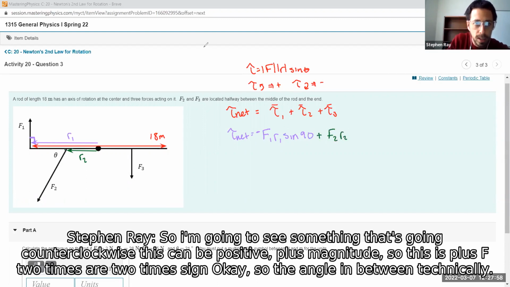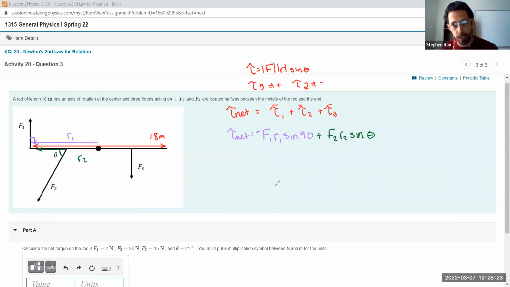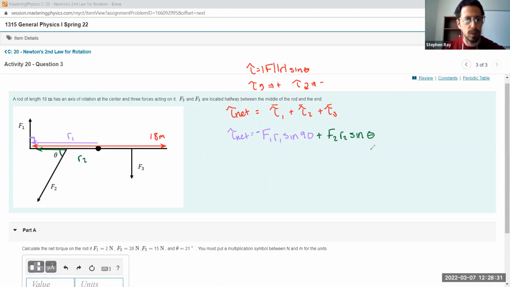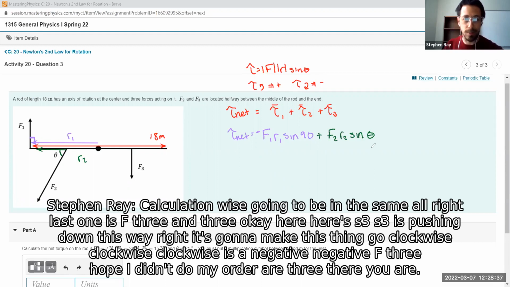Okay, so the angle in between, technically, I want that angle right there. That angle between is that angle theta. So I want sine of theta, I'll just put theta for now, because everyone will have a different one. The 90s will be the same for everybody. The other one will not. If you ended up using 180 minus that theta, that's completely fine, because you'll find out that the sine of 45 is the same as the sine of 135, right? A technical point, but calculation-wise, it'll end up being the same.